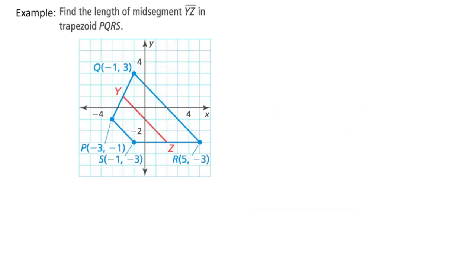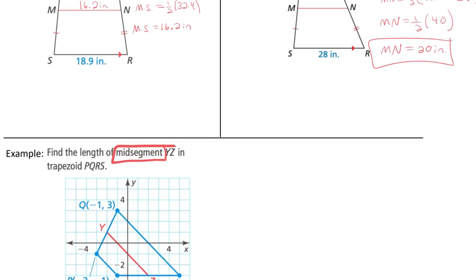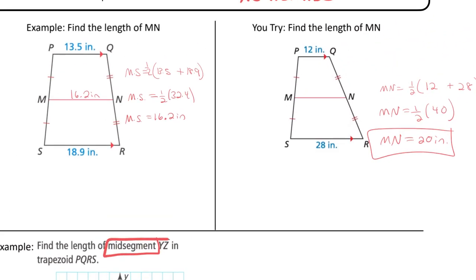All right, so in this next example, it says find the length of mid-segment YZ in the trapezoid. So since it says the mid-segment, we know we're finding the length of YZ, right? Mid-segment means points or segment that connects midpoints. So there's 2 different ways you could do this. You technically could use the formula that we just did. You could figure out what the 2 side lengths are of the 2 bases using the distance formula and then add that up and divide by 2.